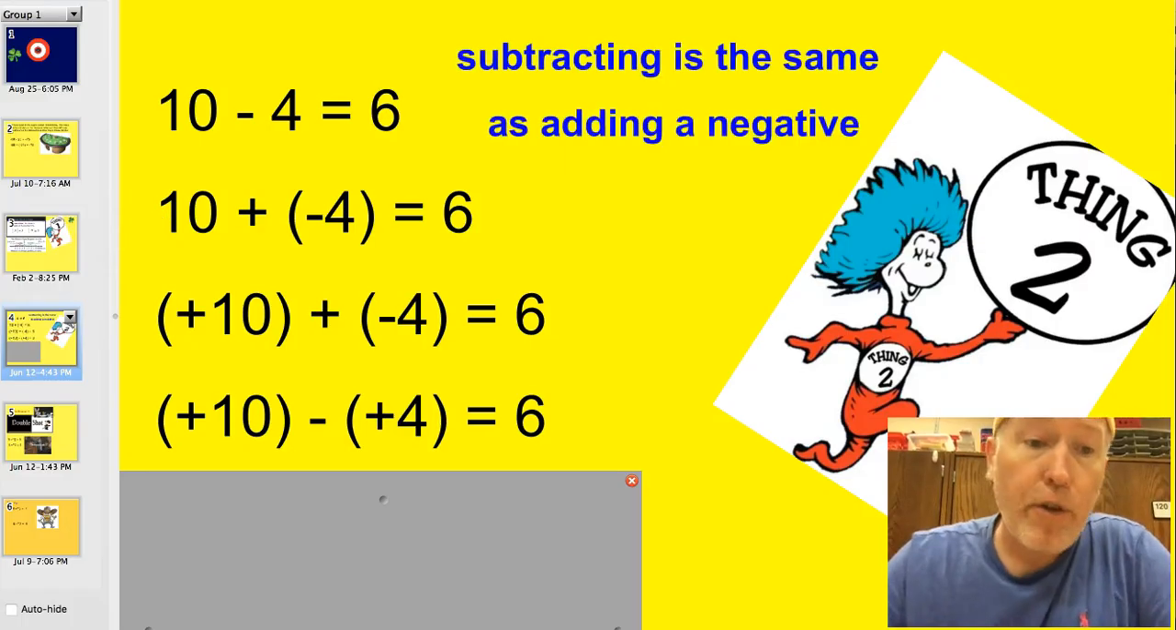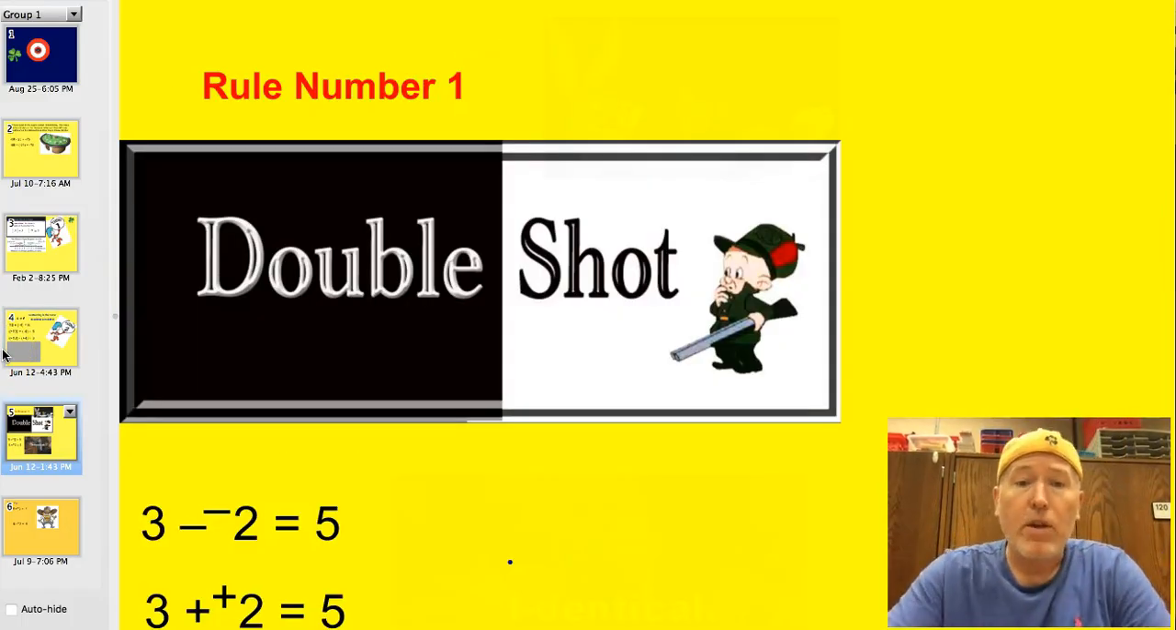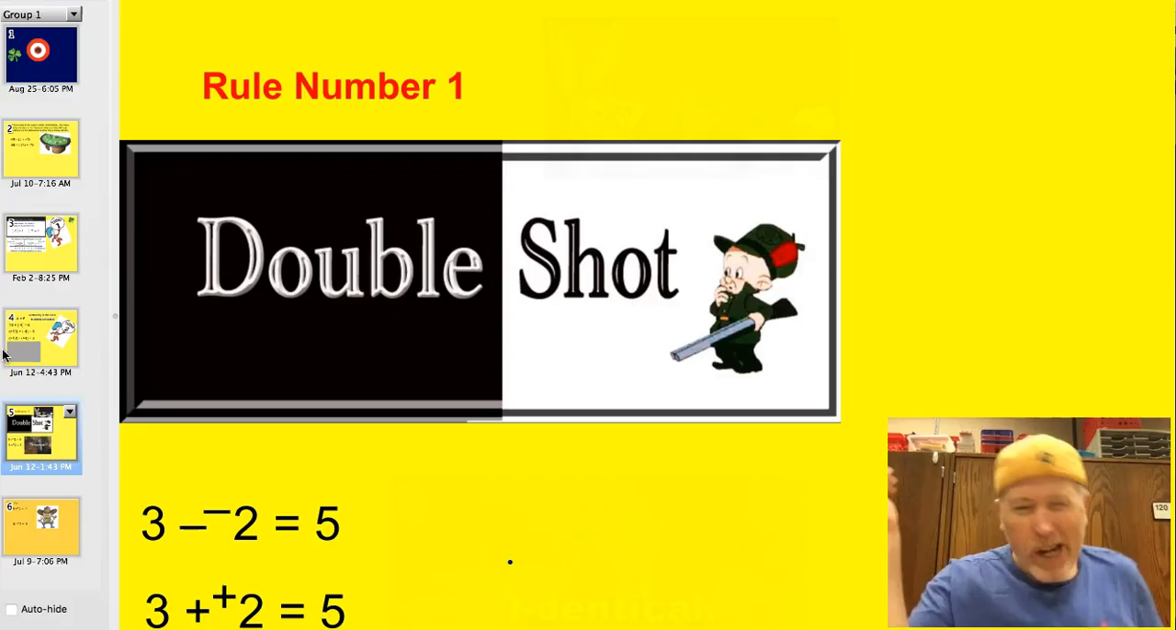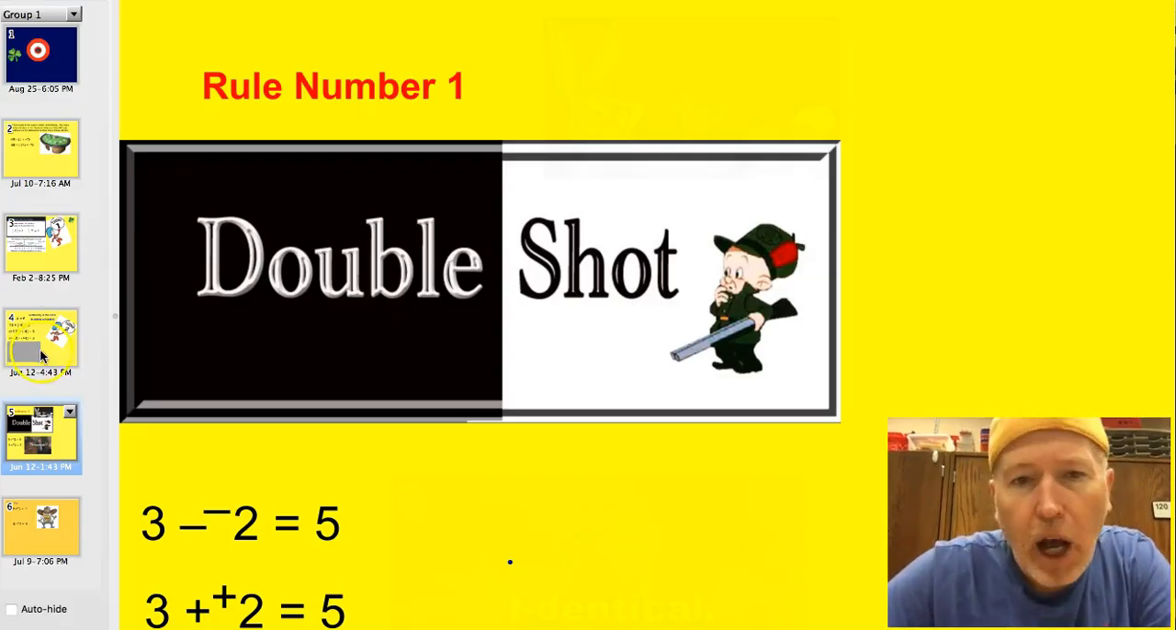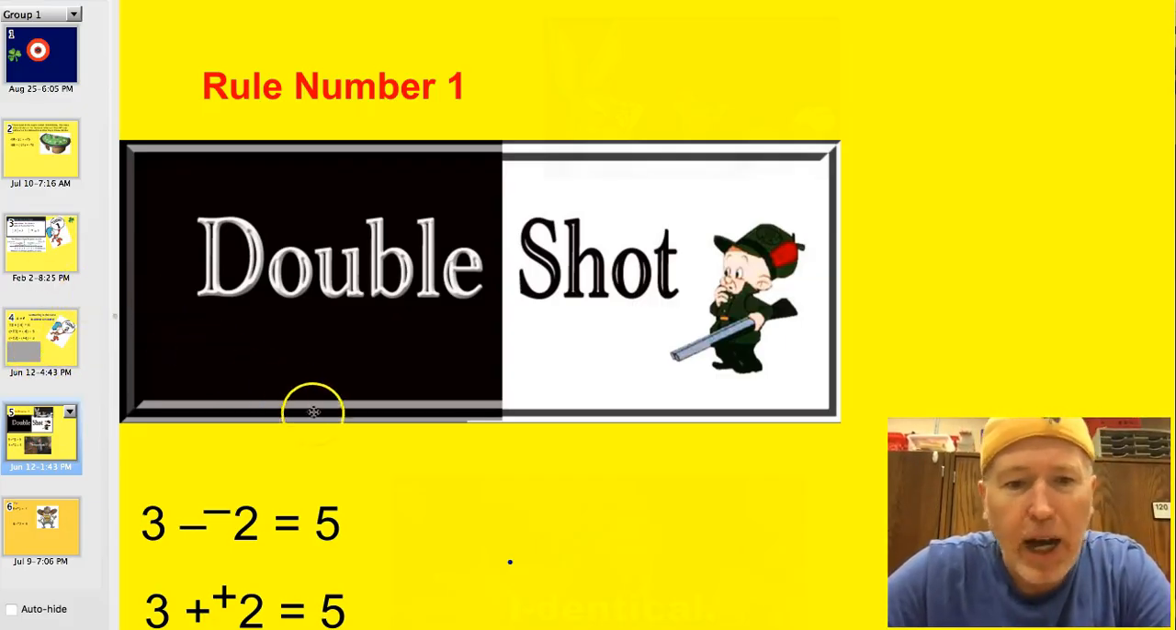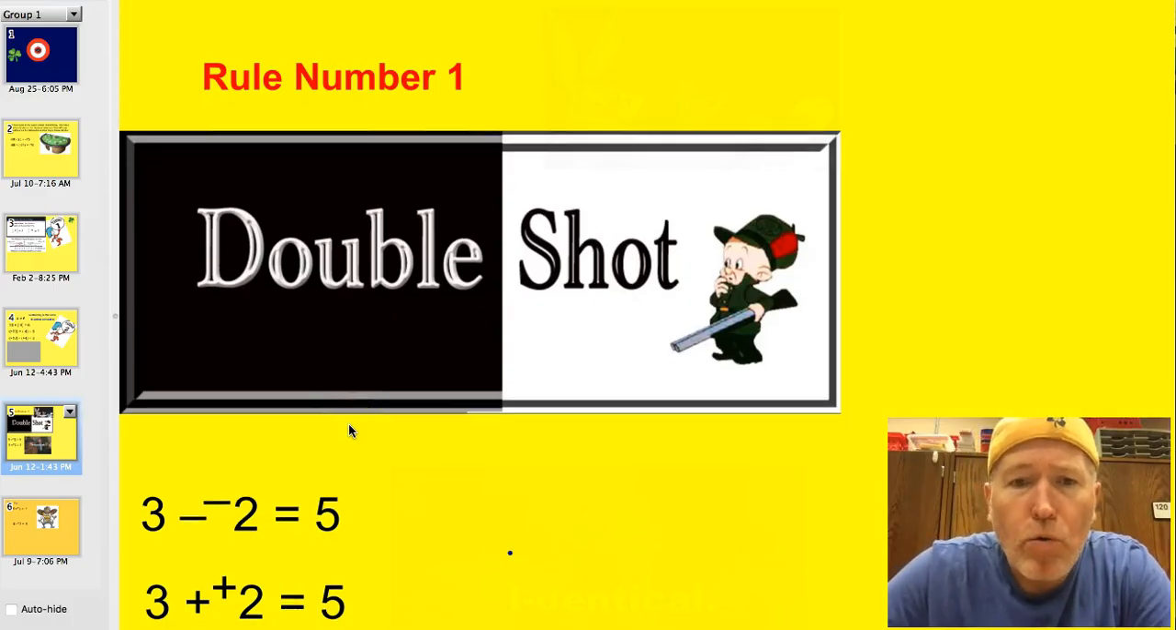All right, now we're ready for the first rule. The first rule is you'll hit me with the double shot. Sorry, it's supposed to be your best shot, but I'm ad-libbing here. All right, here we go. Rule number 1, the double shot.